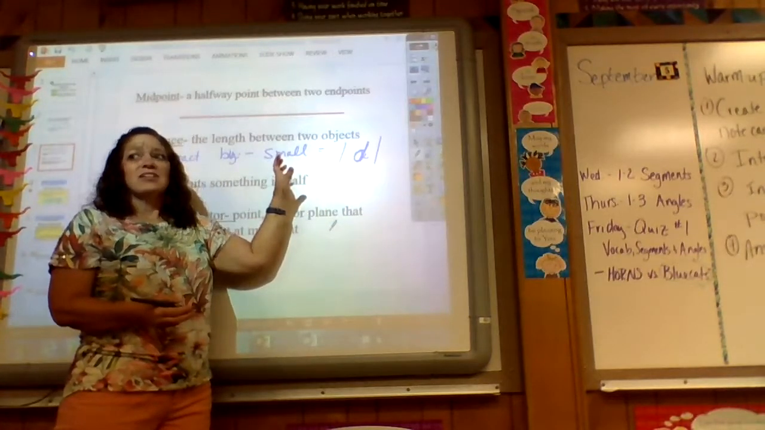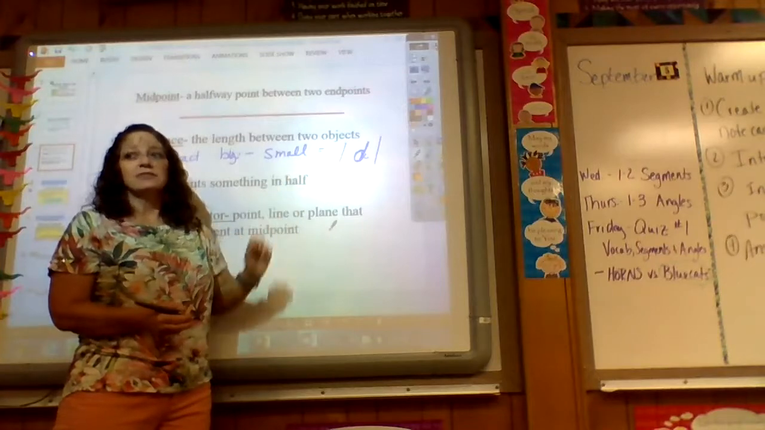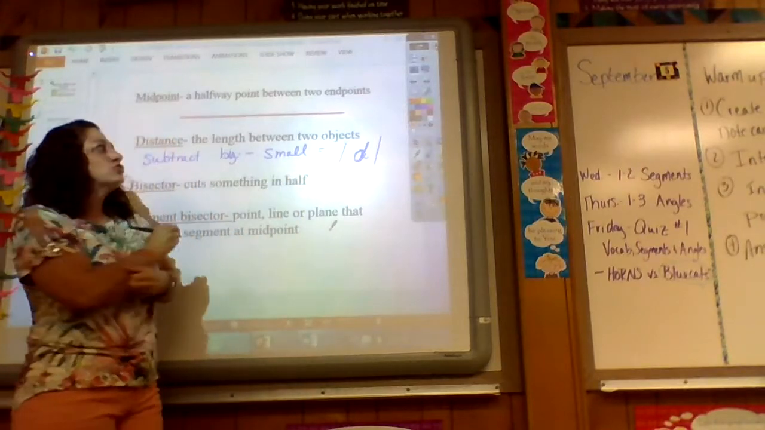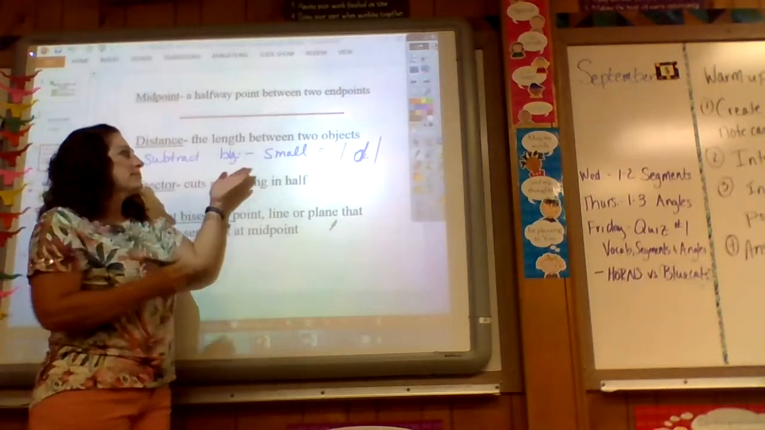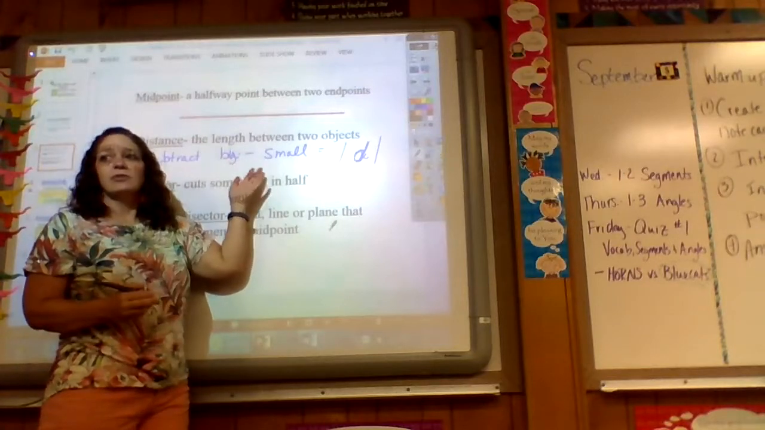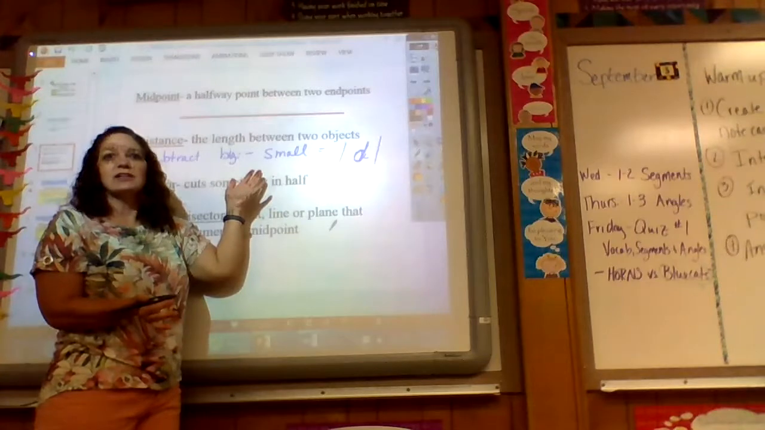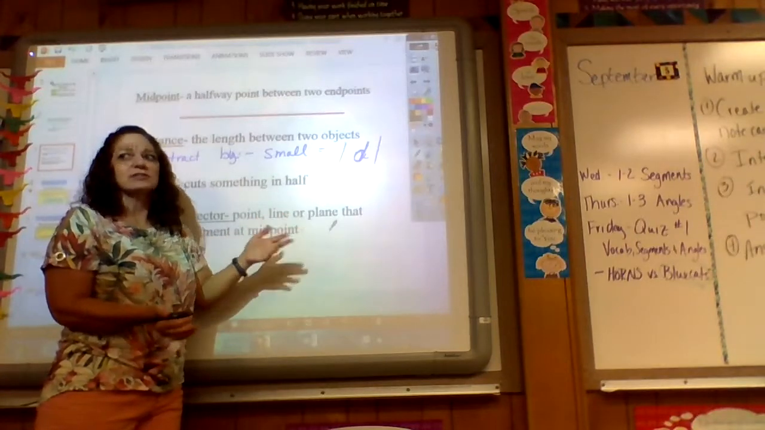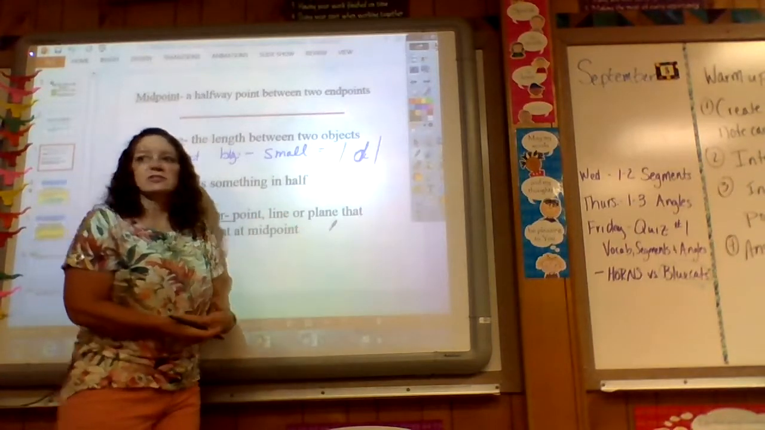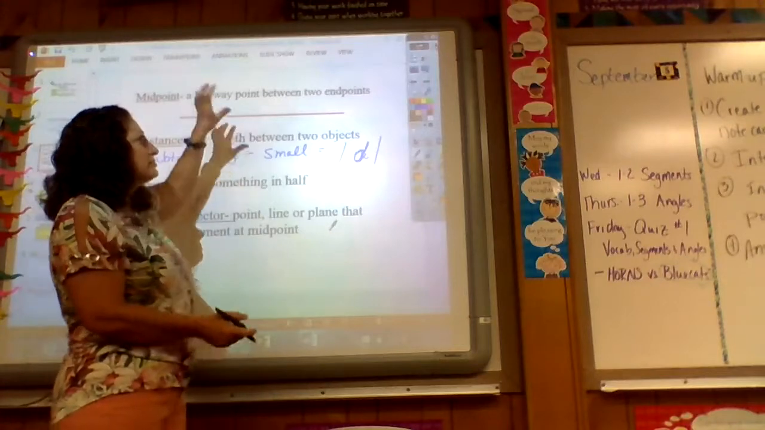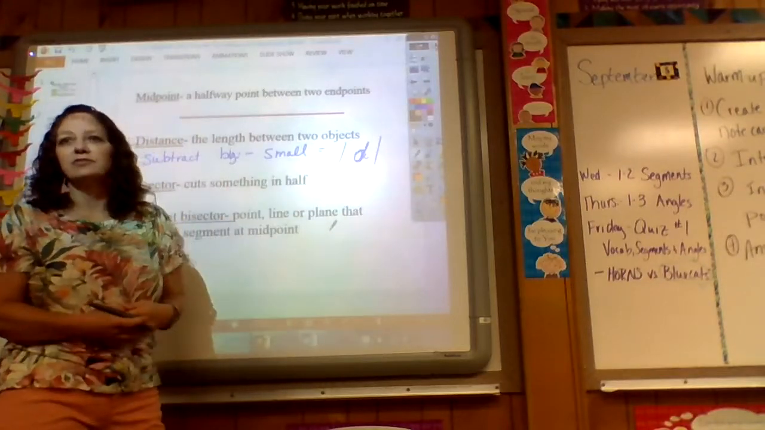Wait, so if you subtract the big from the small, how would you get a negative? You shouldn't. But sometimes people will just subtract the two numbers, like 30 minus 50, and you get a negative 20. So negative 20 is not your distance. So 20 is your distance. So if you always subtract the largest minus the smallest, then you'll have a positive number.